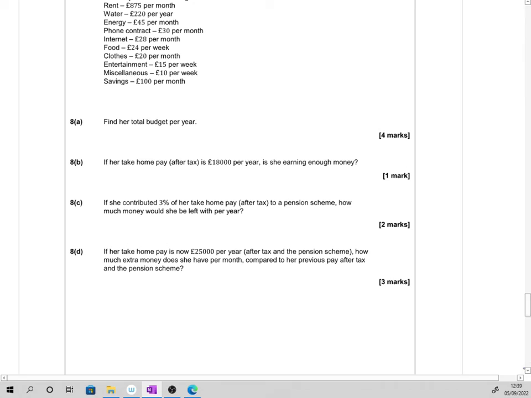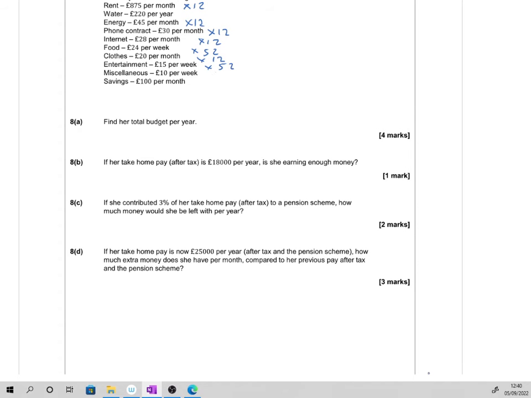Courtney's household budget looks like this: rent, water, energy, phone, internet, food, clothes, entertainment, miscellaneous, savings. Find a total budget for the year. Oh, so times the monthly ones by 12 and the weekly ones by 52.